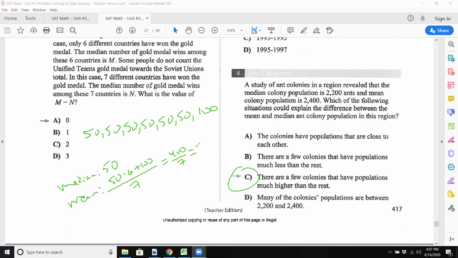Let me use my cell phone here. 400 over 7. That's 57.14%. So clearly that one person pushed the mean a little higher. The median was 50. So what this tells me is that there's probably just that one person that's really pushing the mean to be high. That's why there are a few colonies whose population is higher than the rest. There's maybe a few, like maybe 4 or 5. There might be 100 colonies or thousands of colonies that don't have as many ants. But those few that are really high push it to the right.